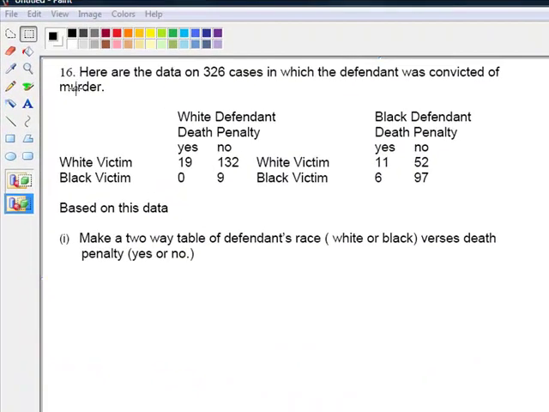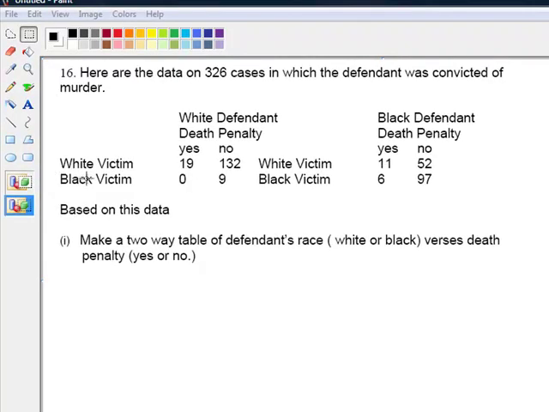Now this is your next difficulty, right? That there are 326 cases in which the defendant was convicted of murder, right? Okay. So here what it means is this, that if the victim was white, here it has, I think, the race of the defendant, right? So if there was a white victim and white defendant, then 19 of them did get death penalty and 110 of them did not, right?